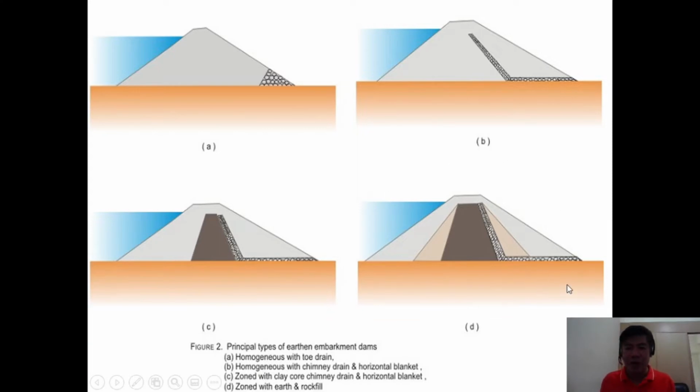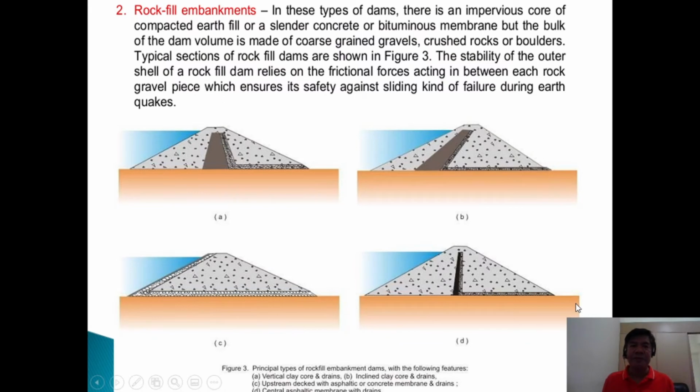Then the fourth one is from clay, but they also added another zone with earth and rock fill. So from the clay, they have another zone here, but it is made of rock. But the large volume is actually made of soil. That's why it is an earthen fill type of embankment dam. The second one is rock fill. There are only two types of embankment and earth dams: earth fill and rock fill.